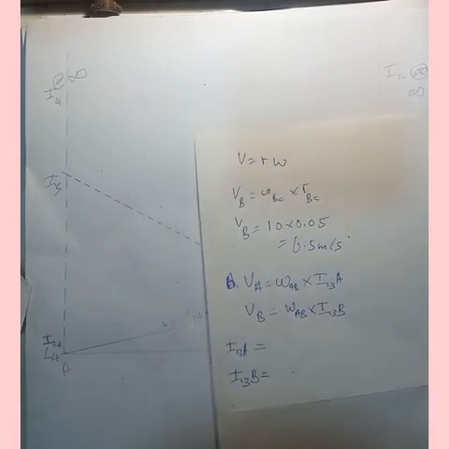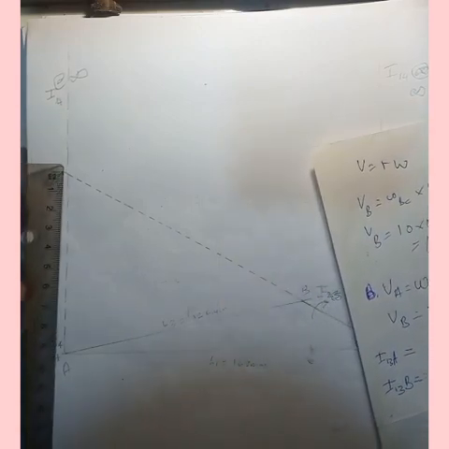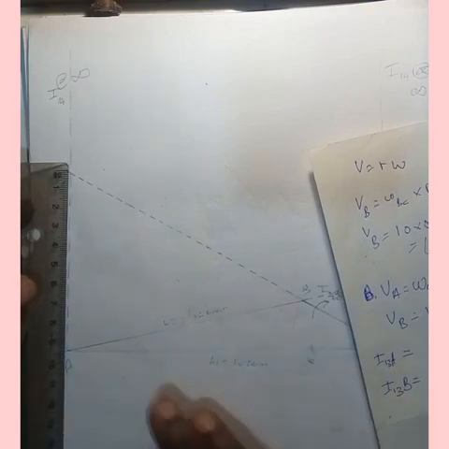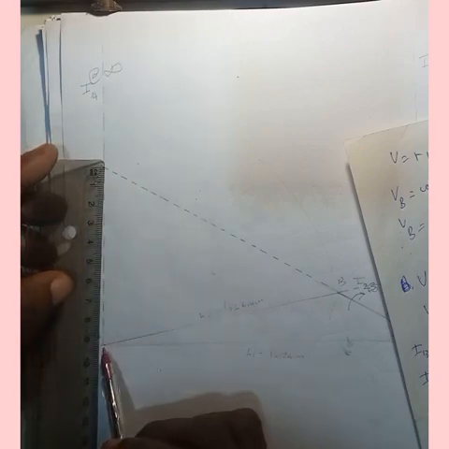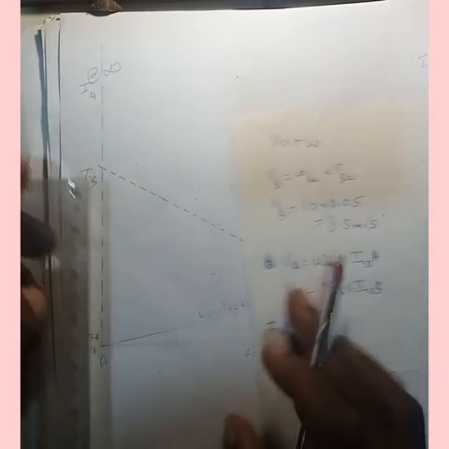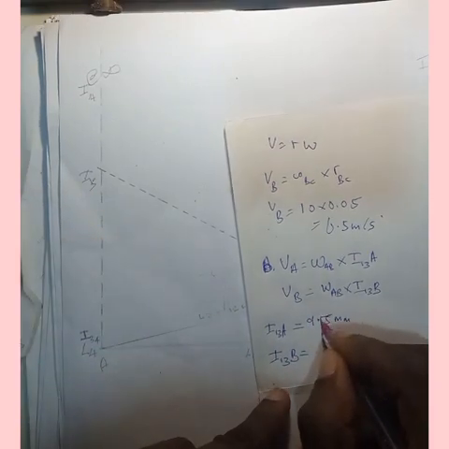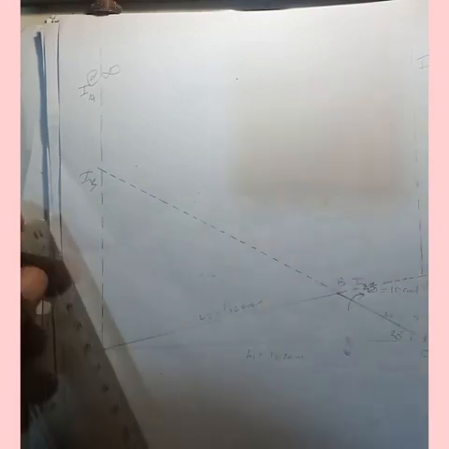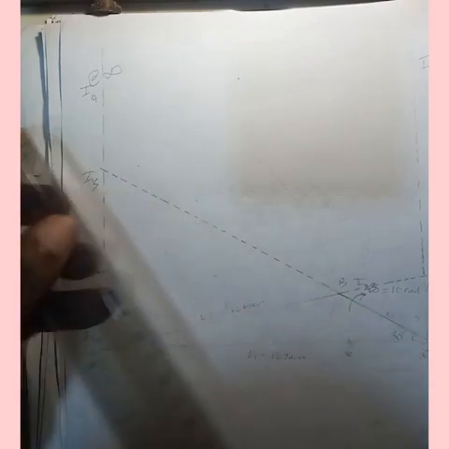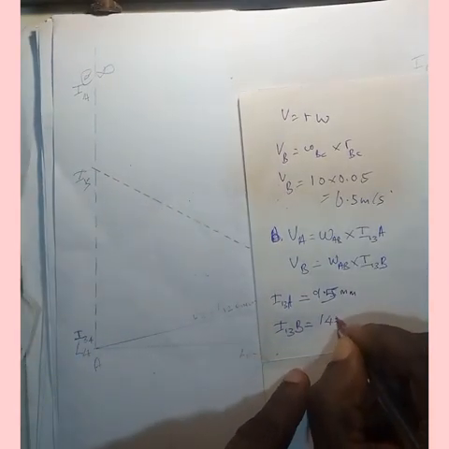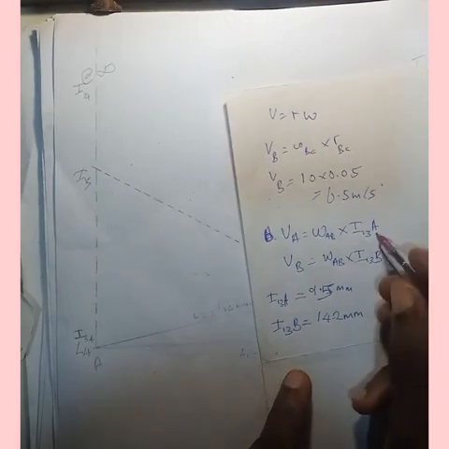That's from our construction. So for us to get I13A, it is going to be from this point to this point. As you can see here, that's from point I13 to this point, and that's about 95 mm. And then your I13B is going to be from here to point B, and that's about 142 mm. So now we can put these values into this.